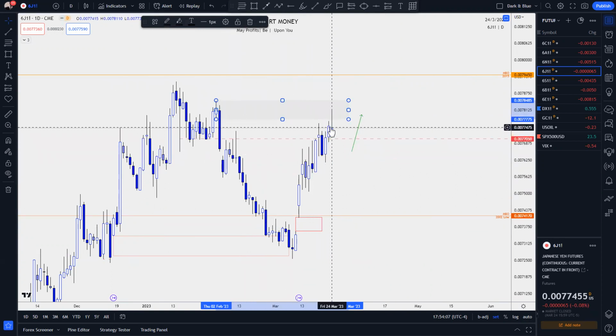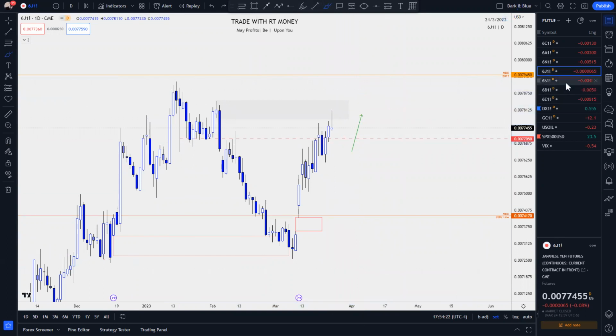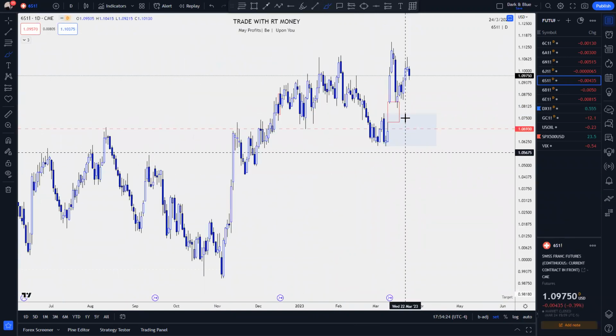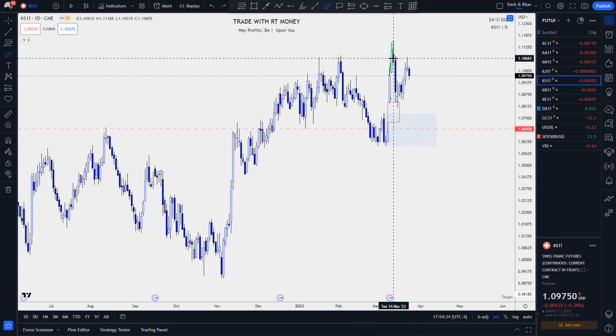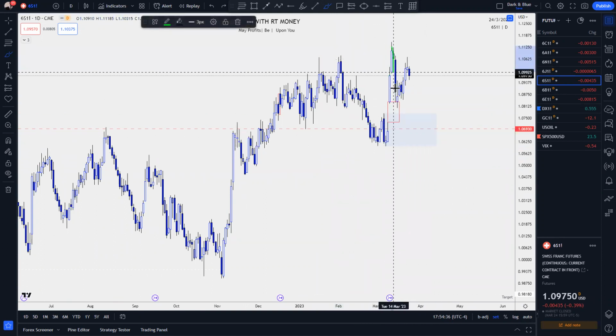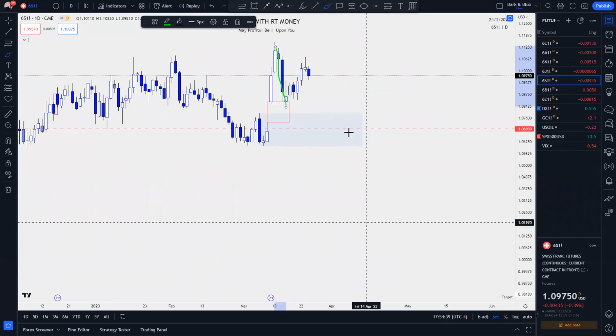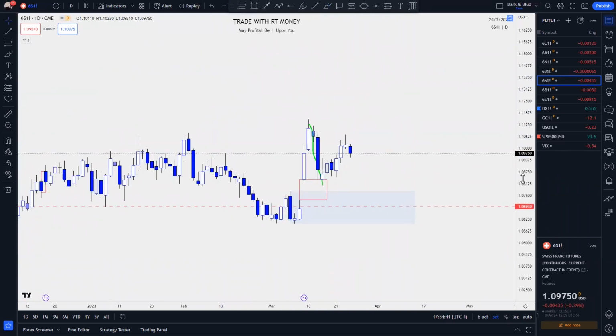We finally get a break and a close of a candlestick body above this level, and I'm looking for price quite possibly to pull back and then continue higher. With the Swiss, we have a price gap here. Boom. Price launched, clearly breaking those highs with an intent to go higher. We have a pullback, as you can see.